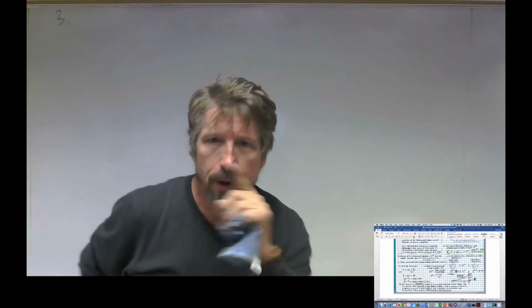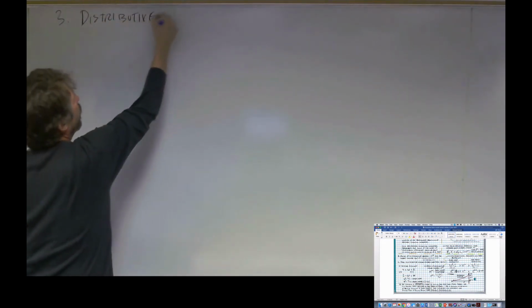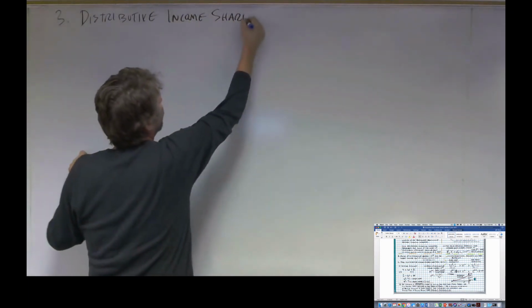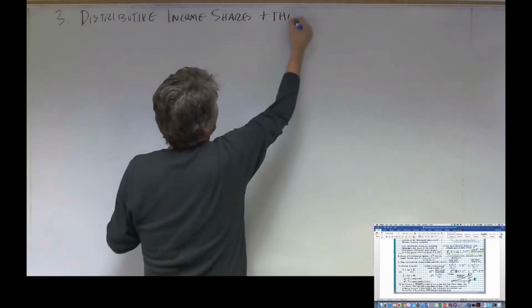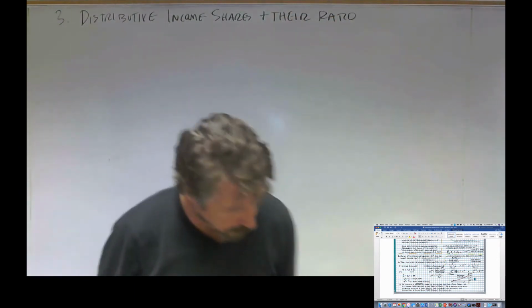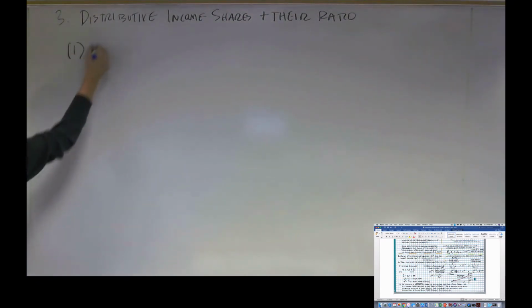Now we're going to look at the distributive income shares and their ratio. All right, so let's do this. This is going to be distributive income shares and their ratio. So we begin with the distributive shares. I'm going to do the income account.